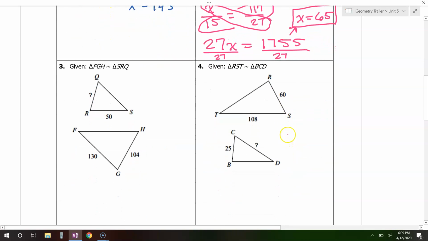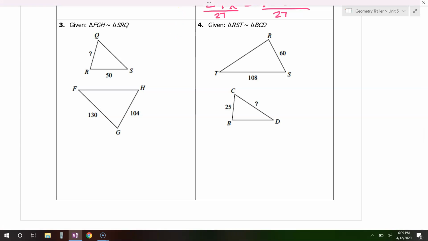All right, let's keep practicing. Okay, so I see my question mark right here. That is side QR. So here's QR right here. That's going to correspond with GH. And here's GH over here. So let's just match up those corresponding sides as our first step.